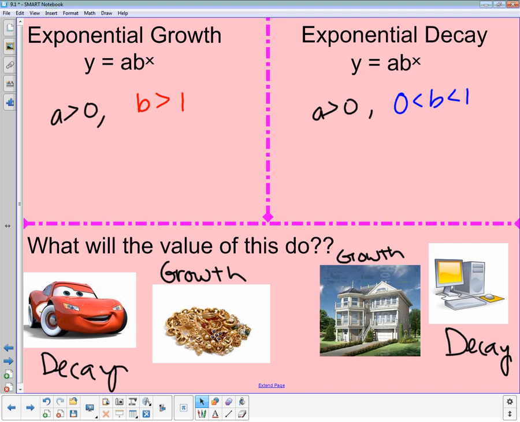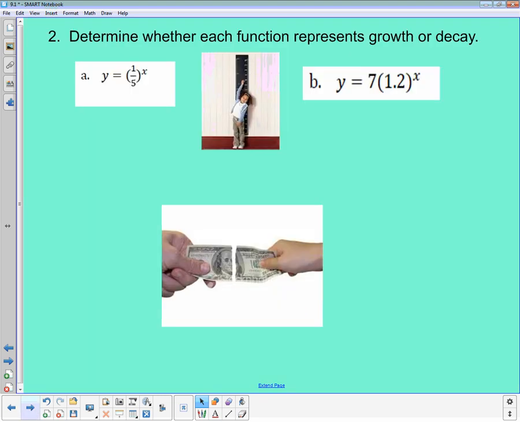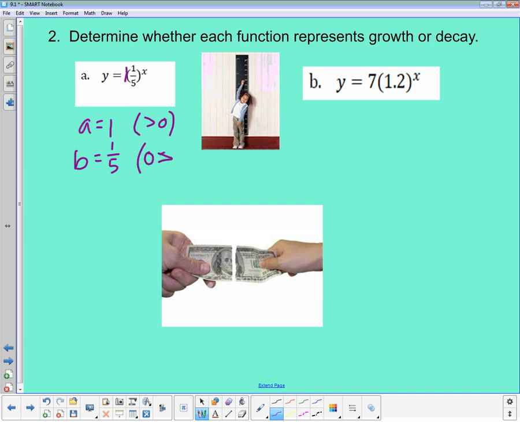Let's just look at number 2, determine whether each function represents exponential growth or decay. So the first thing that I need to check is to make sure that my a value is greater than 0, and yes, it is here. This a value is like a coefficient that we don't normally see. It's 1. So my a value is 1, which is greater than 0. My b value is 1/5. That's the thing that's being raised to the x power. Since the b value is between 0 and 1, it's greater than 0 but less than 1, that means that this is going to be decay.